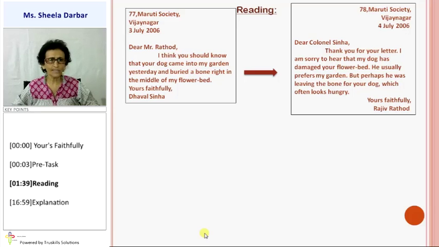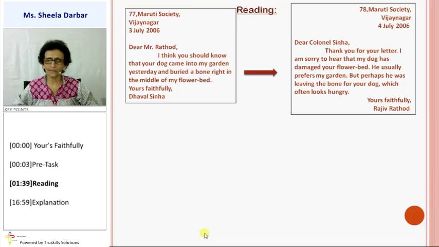So see the address. In the previous it was 77 Maruti Society. And in the second one it is 78 Maruti Society. So you can understand they are neighbors. Vidyanagar and 4th July. "Dear Colonel Sinha," because he has been an army person, he is addressed Colonel Sinha.